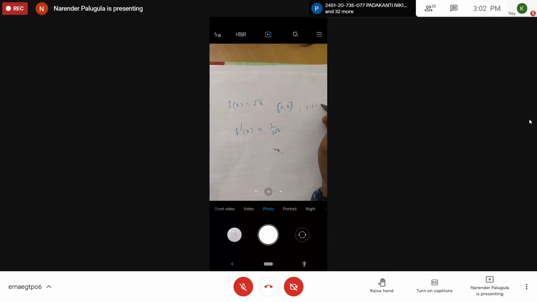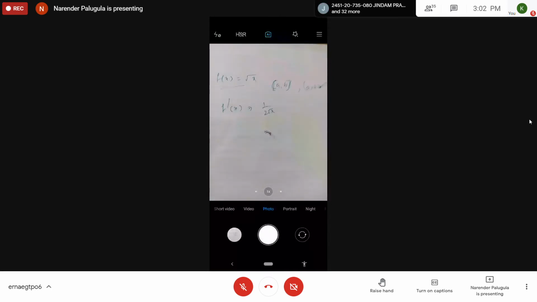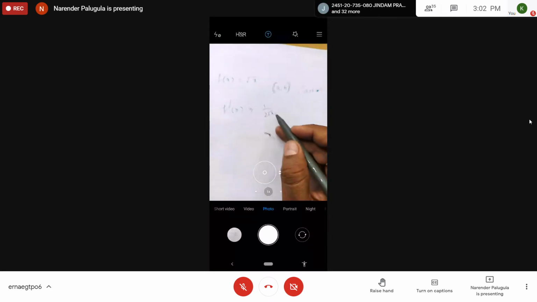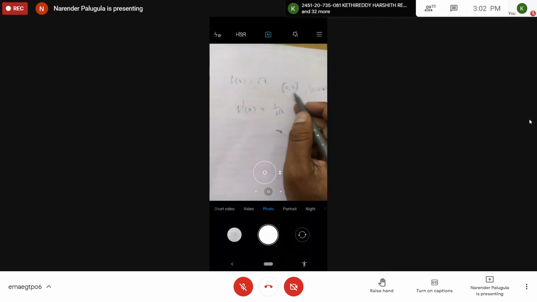Unless the condition is missing, we take them positive, not equal. They both are positive numbers. So since a and b both are positive and there is no zero in between a and b, there is no question of a division by zero term. Hence f dash x is a finite value at every point in this interval.